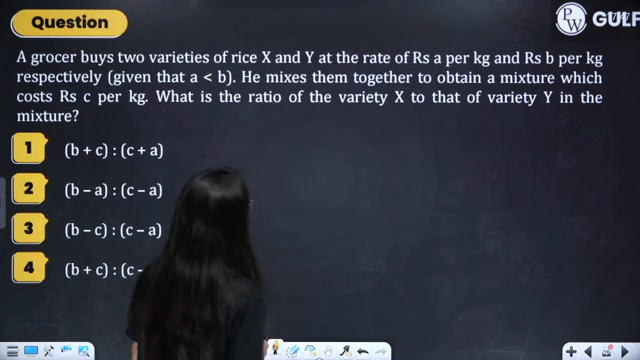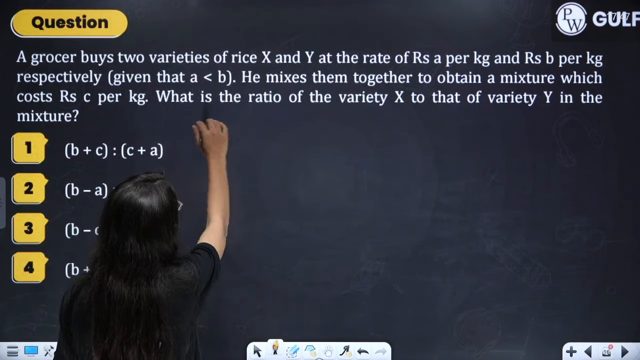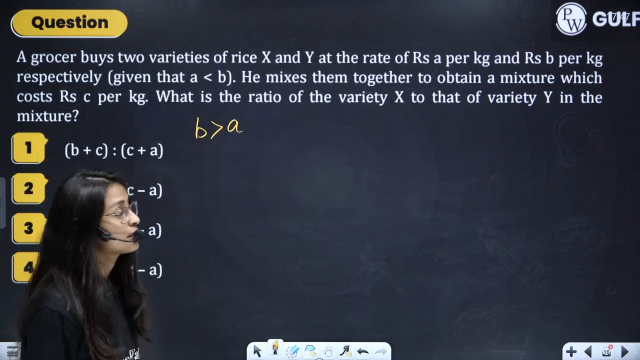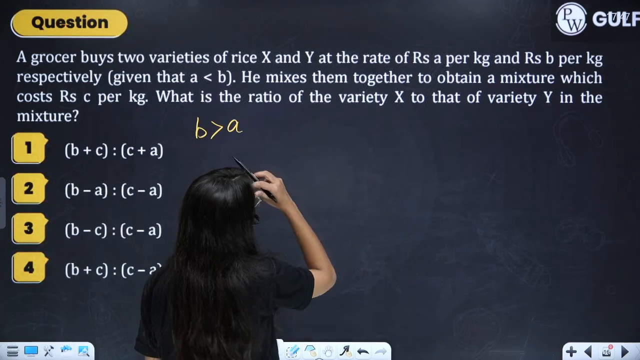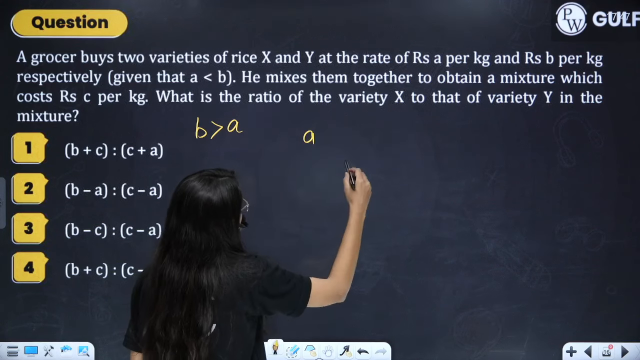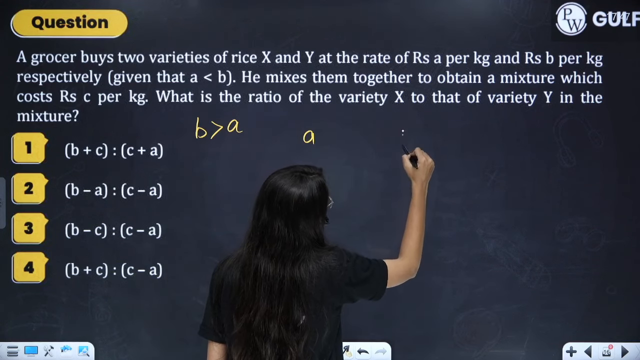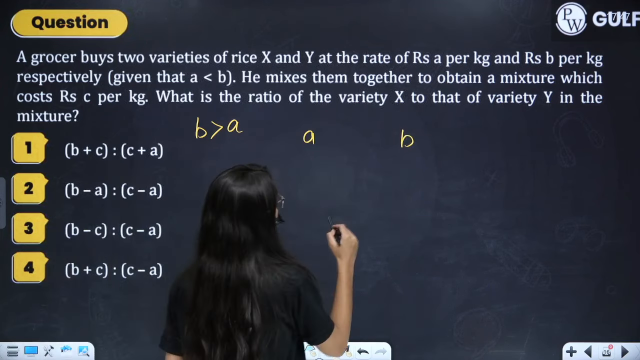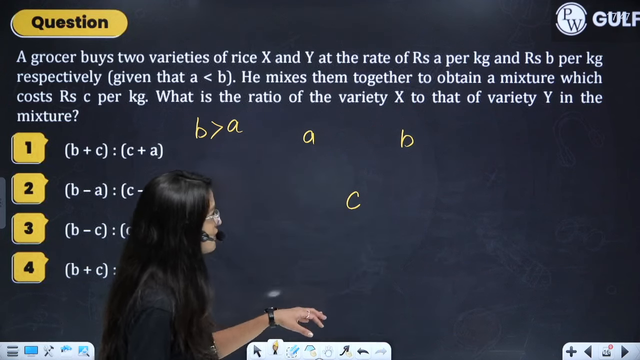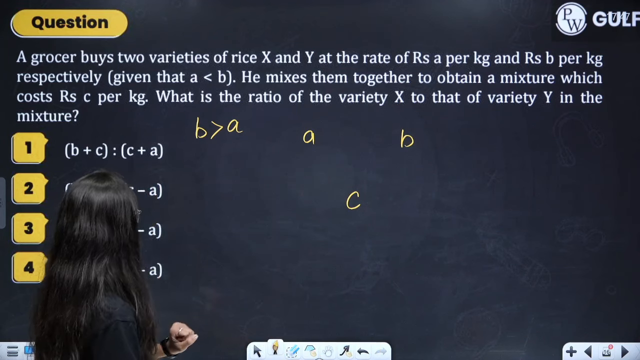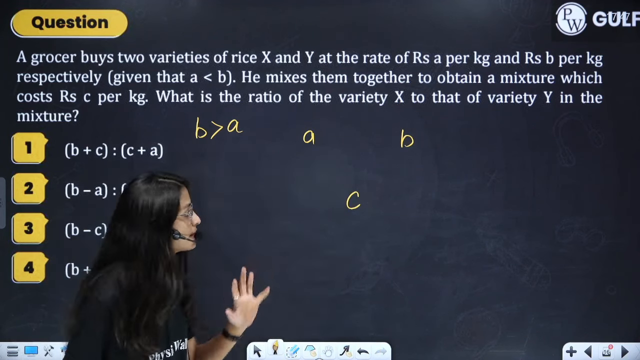So here, first of all, we will note that whatever the criteria is, B is greater than A, right? He has X which is A per kg and Y which is B per kg, and he makes a mixture of it which gives him C per kg. So can we say C will be greater than A but lesser than B, right? It would be greater than A but lesser than B.